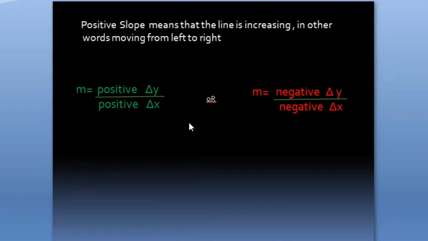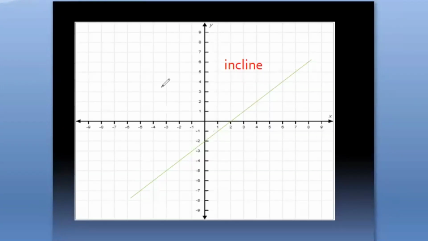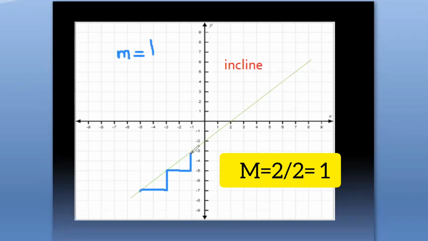As x is increasing, y is increasing. So for positive slope, our change in y value should be positive and change in x value should be positive. Either both values can be negative, that is, both the change in y value and change in x value can be negative. Look at this graph. Suppose our slope is 1. I already drew a line for you. If our slope is 1, here x increases by 2 and y increases by 2. In the same way, x increases by 2 and y increases by 2. So as x increases, y increases.